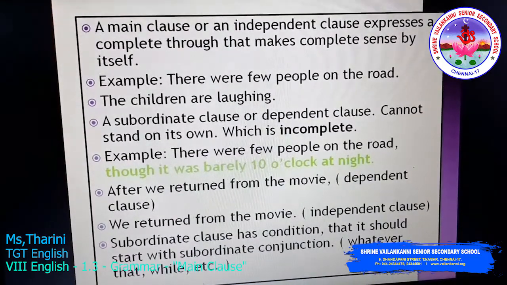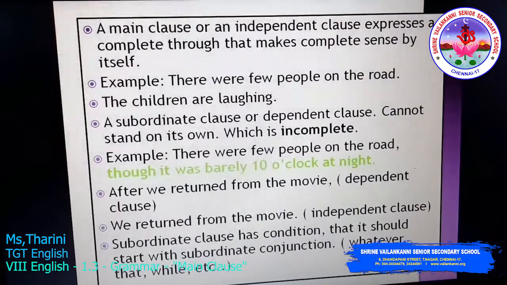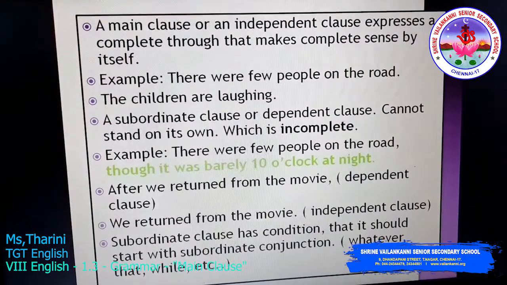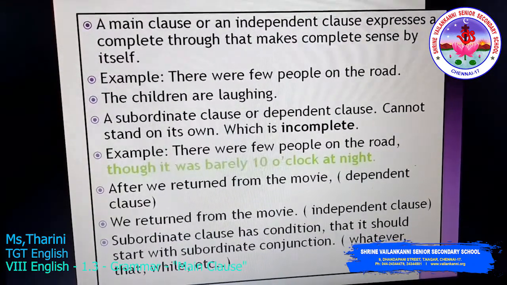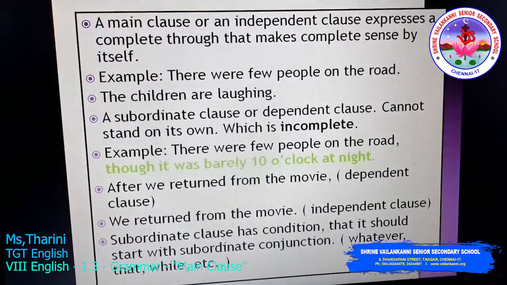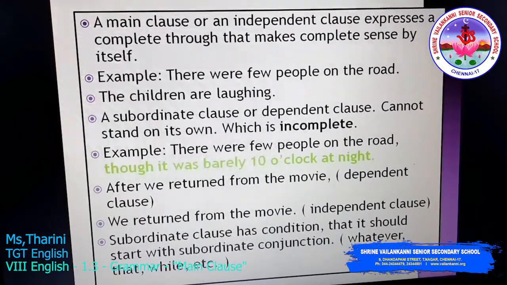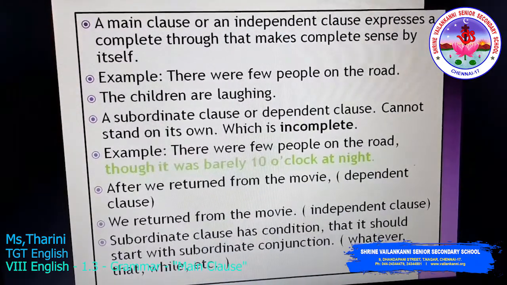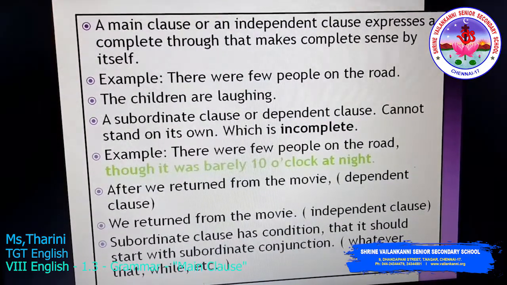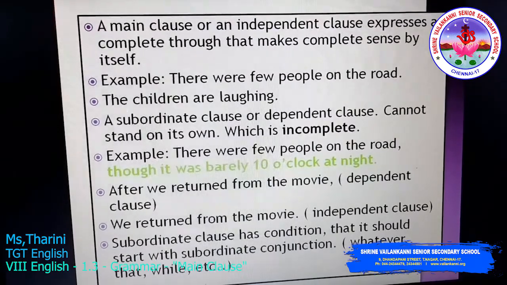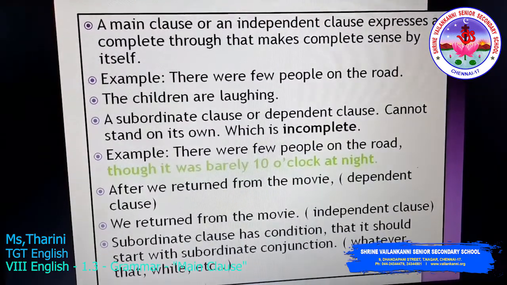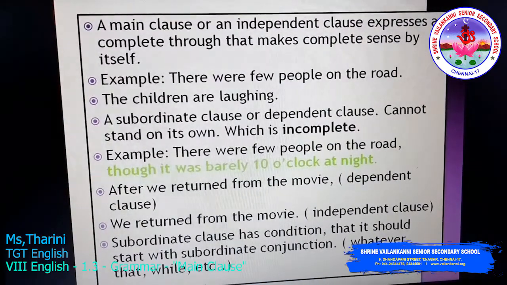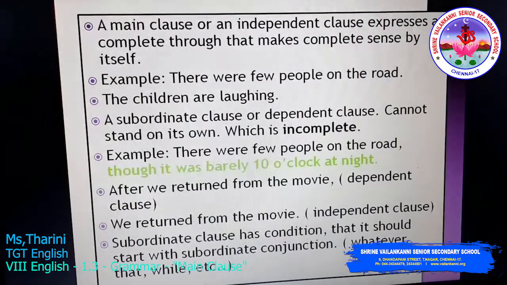Example, so this is the sentence. There were few people on the road, though it was barely 10 o'clock at night. Okay, now leave the first sentence, that is, there were few people on the road. Just leave it and read this line. Though it was barely 10 o'clock at night. So what is this? This is incomplete sentence without the first sentence.